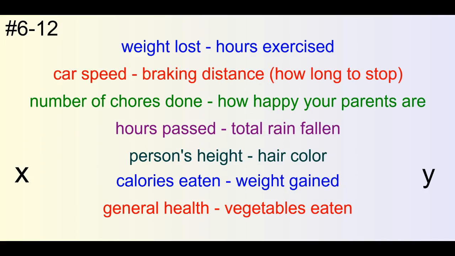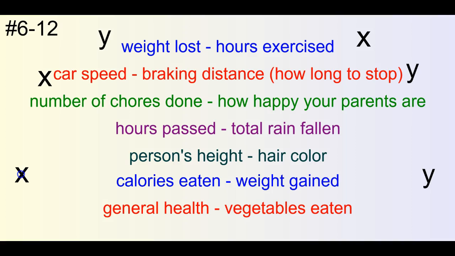Okay, so let's go through these. The weight lost and hours exercised. Well, this is the part I can control. How much weight I lose would be the result or the outcome of that. So weight loss depends on hours exercised. Car speed and braking distance. I can control my car speed. The result or the outcome of that is going to be how long it takes me to stop. Braking distance depends on how fast you're driving.